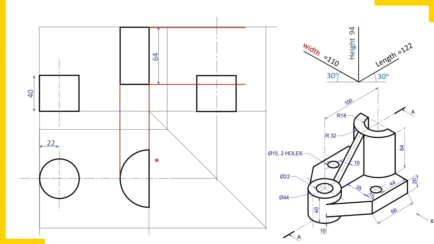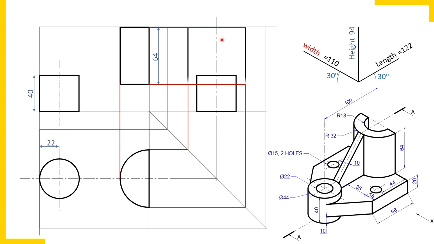And from the top view, the vertical dimension is the width of this part. So that width becomes horizontal in the side view. So horizontal projectors from the front view to the side view and vertical projectors from the top view to the side view. And this is how we are able to draw the rectangle in the side view. Remember, it is a semi-cylinder in the top view, a semi-cylinder in the front view, and a semi-cylinder in the side view.